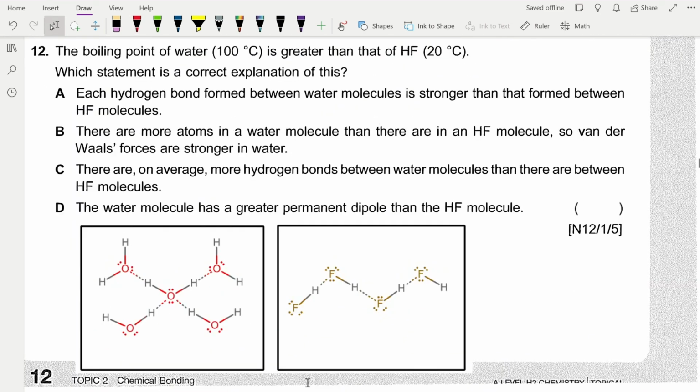Question 12. The boiling point of water is 100 degrees and it's greater than that of HF. Which statement is the correct explanation? Both water and hydrogen fluoride are polar and they can both form hydrogen bonds like in the picture below here. But on average, there is more hydrogen bond in water than in hydrogen fluoride. So the answer should be C.